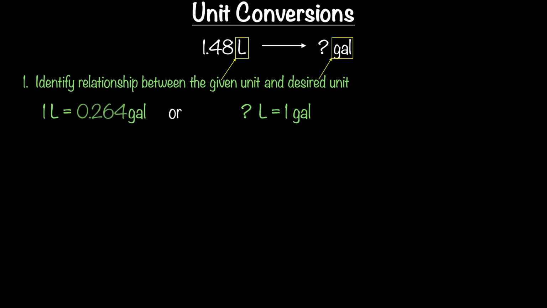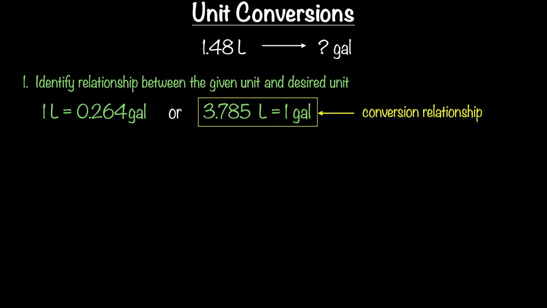Here are the values. 1 liter is about 0.624 gallons. In other words, 1 liter is about a quarter of a gallon. And then we should expect, right, we have about 4 liters in 1 gallon. In other words, about 3.785 liters is exactly equal to 1 gallon. Again, we can choose either one of these two to work with. Why don't we simply choose this one right here? And we're going to call that our conversion relationship.